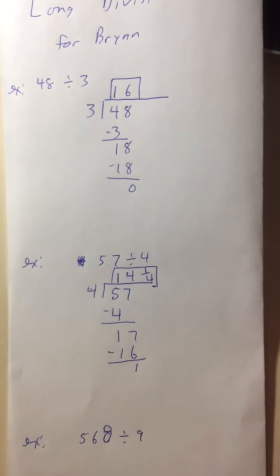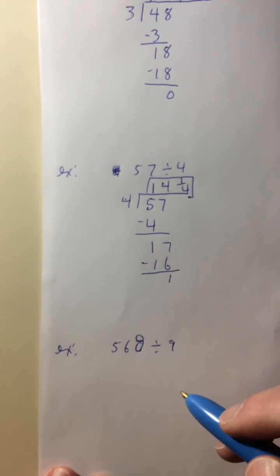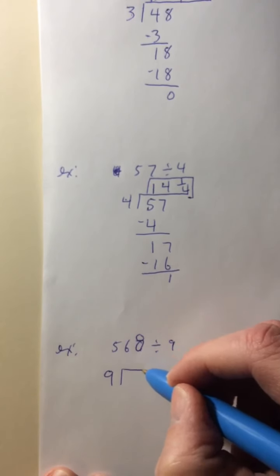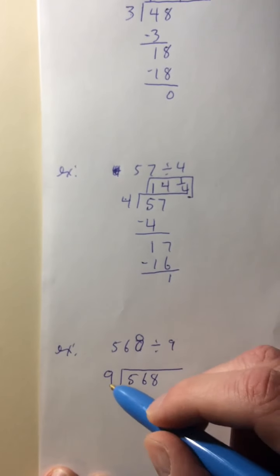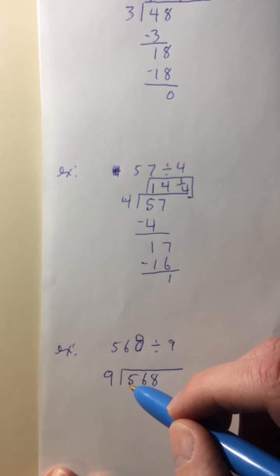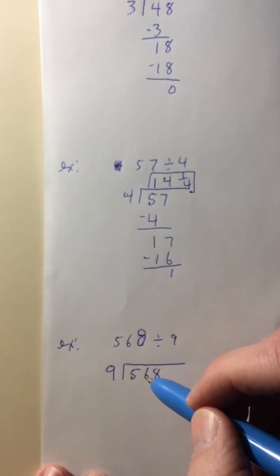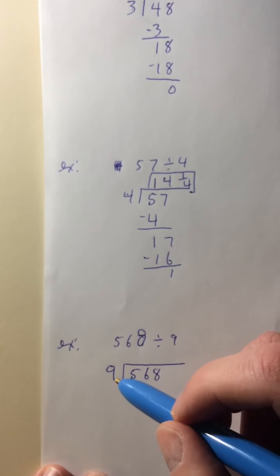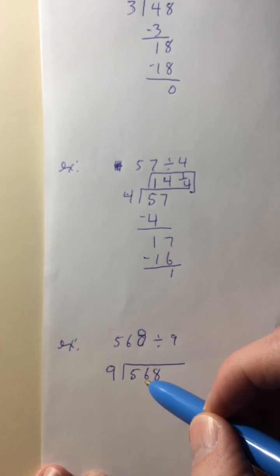Okay, so let's look at something a little more challenging here. 568 divided by 9. We're going to do a bigger number, and we're going to find out something else too. Does 9 go into 5? Well, no, it doesn't, because 5 is smaller than 9. But does 9 go into 56? The answer is yes, of course. The way we figure that out is we try to find a number that when we multiply it by 9, gets us close to 56, but not going over.